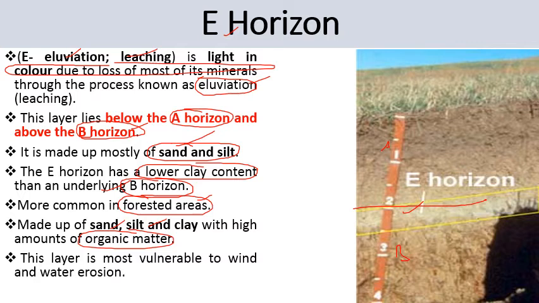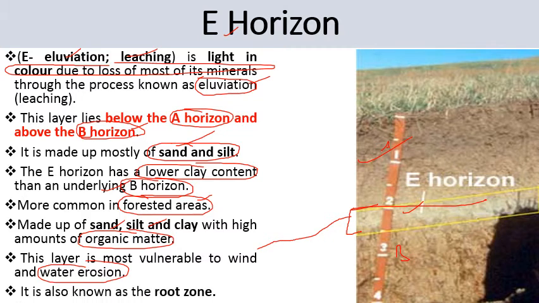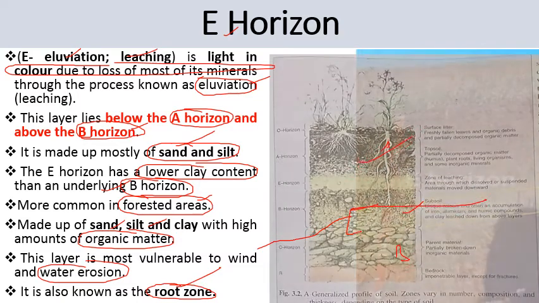This layer is most vulnerable to wind and water erosion. अगर ऊपर से top soil यहाँ से remove हो जाती है then it contains sand and silt. So ये जो layer है that is prone to wind and water erosion, and it is also known as root zone. इसे root zone भी कहा जाता है. So this is all about this E horizon.